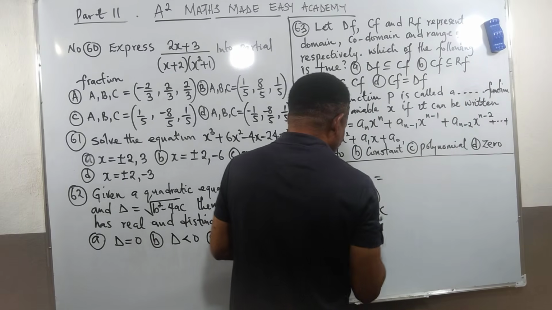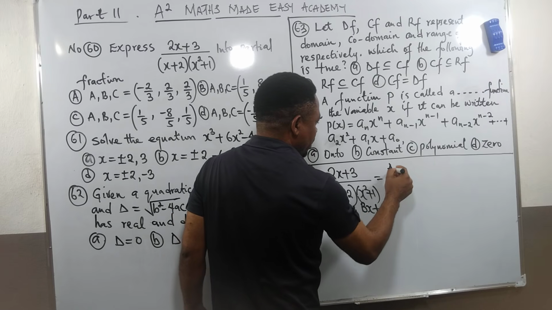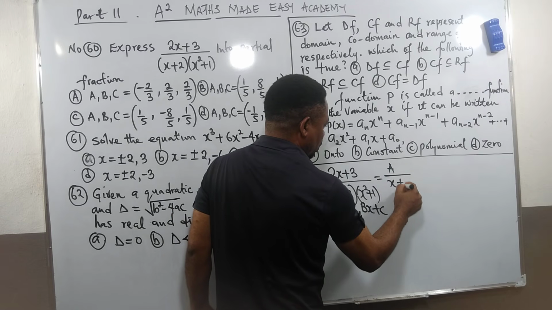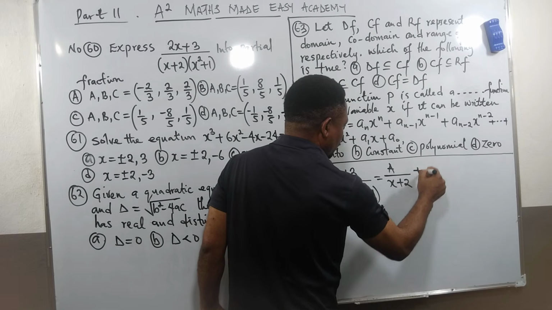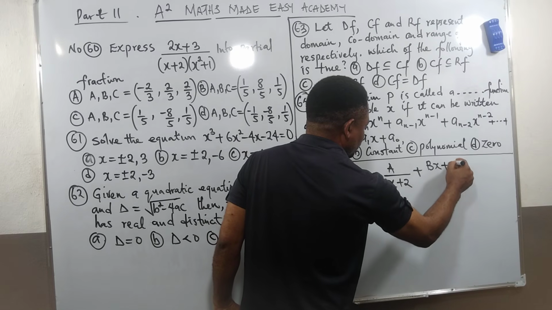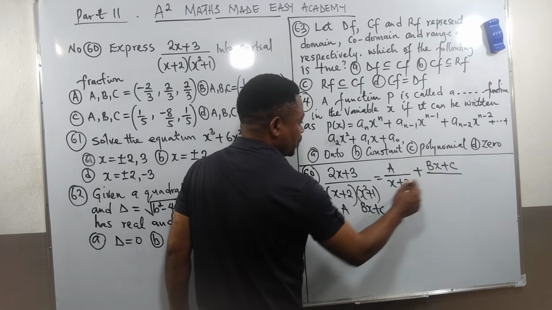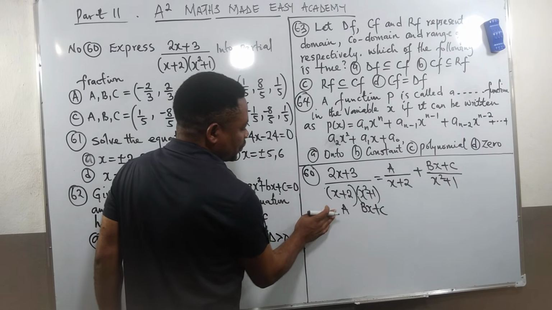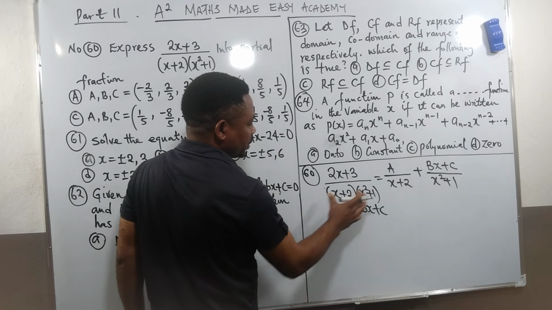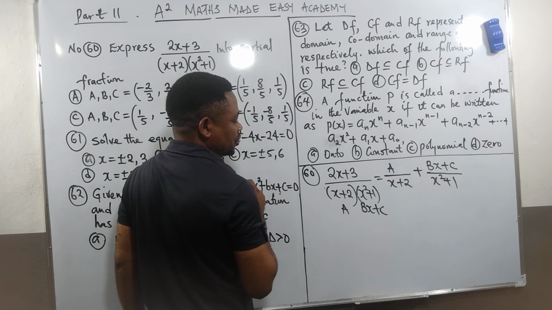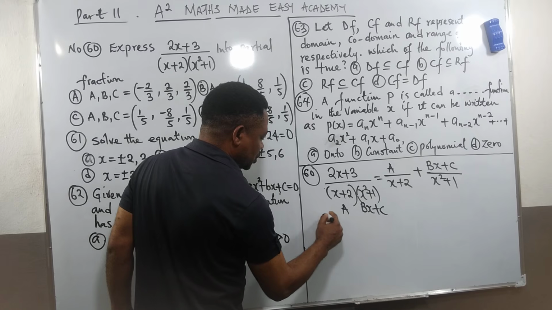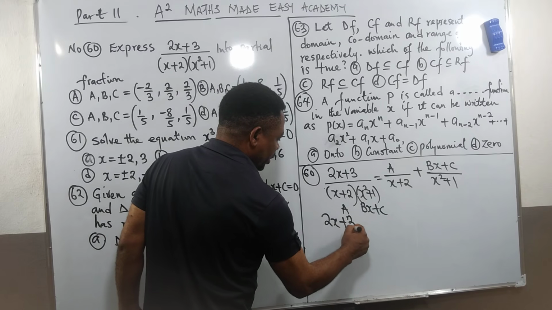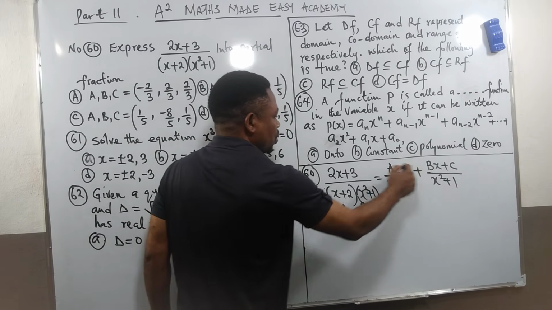Now let's go. I will now inject it here to have A over x plus 2, then plus Bx plus C, all over the denominator, which is x squared plus 1. In my last video, if you can remember, I said the denominator is irrelevant. Are you with me? So we only accept the numerator, which is 2x plus 3, then equal to cross multiply.